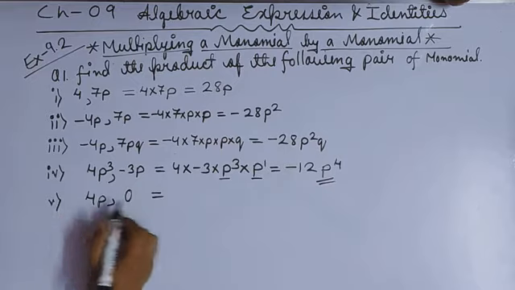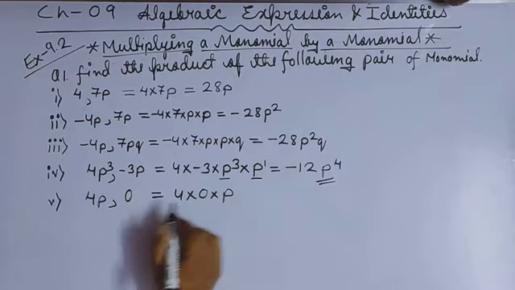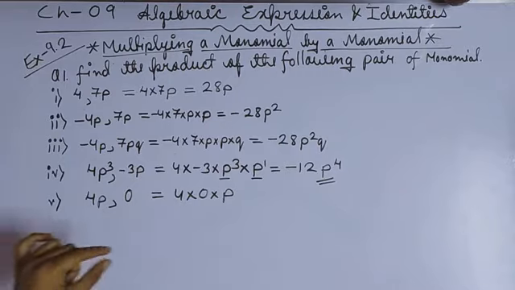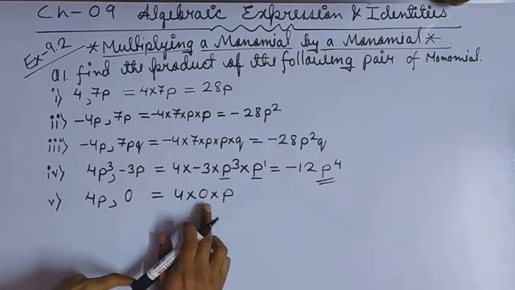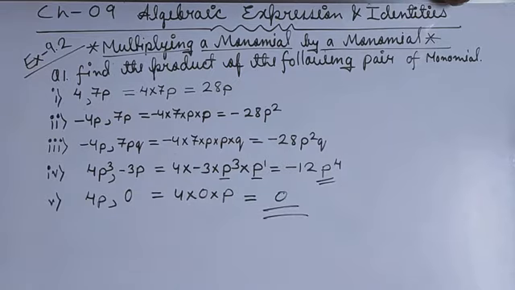Now the fifth part: there is 4p, and you have to multiply it by 0. First we will multiply the numbers, so this is 4 multiply 0, then multiply p. When you multiply anything by 0, that gives you 0. So 4 multiply 0 gives you 0, and 0 multiply p is 0 only. So this is the first question of your 9.2 exercise, and in this question you understood how to multiply monomial by monomial. This is the main thing, the main starter of your multiplication, that you should know.